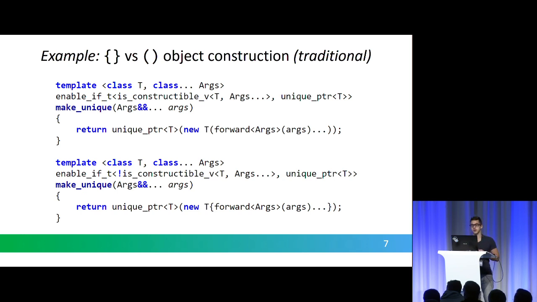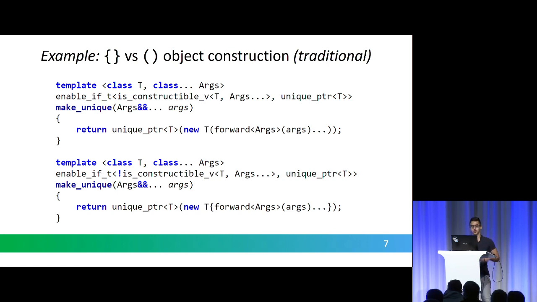Another example is constructing object with the curly brace syntax and the parenthesis syntax. One way you can do this is using enable if. This is an example where you are specializing make unique depending on whether or not you can construct the object stored in the smart pointer with the curly brace syntax. So you're just using enable if with a predicate, and if the predicate evaluates to true, then you call the parenthesis construction syntax, otherwise you call the brace construction syntax.